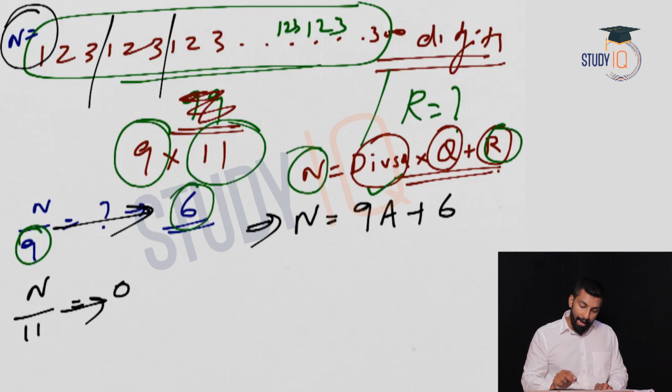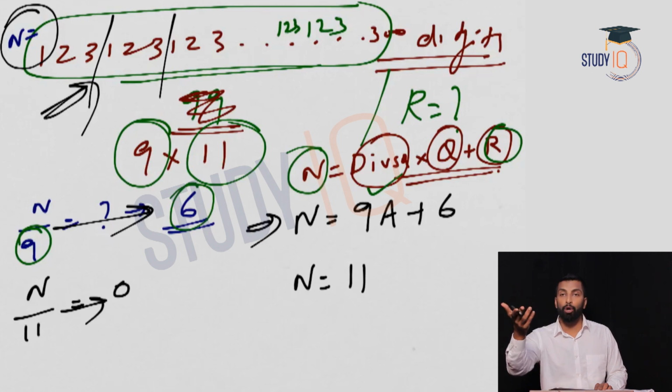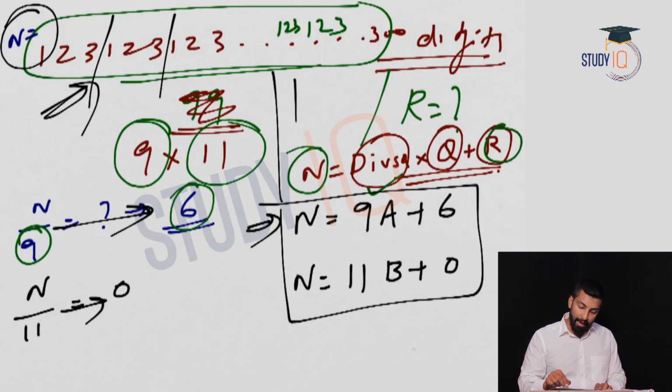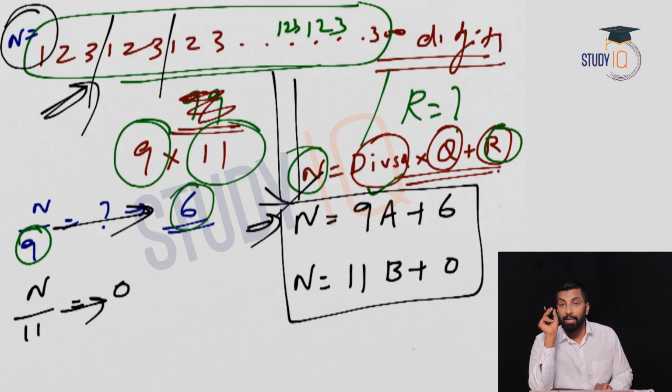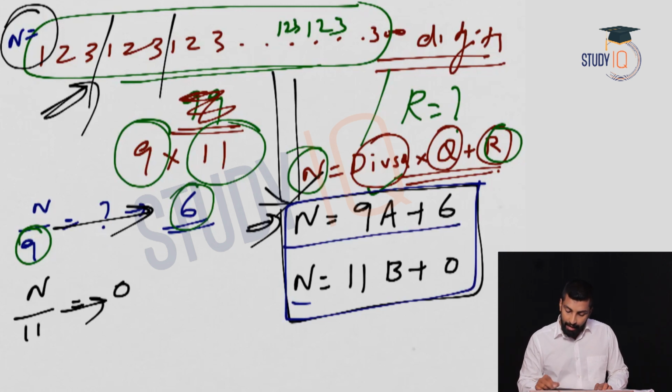Now, how will you write this number when 11 is the divisor? You can write it as 11 times some other quotient. A cannot be the quotient because the divisor is different. Let's write another quotient, b, plus 0. I hope this is clear. The same big number I can write like this. Now what I need to do is look for a smaller number but a similar number which satisfies these two conditions. This is one condition, this is another condition.